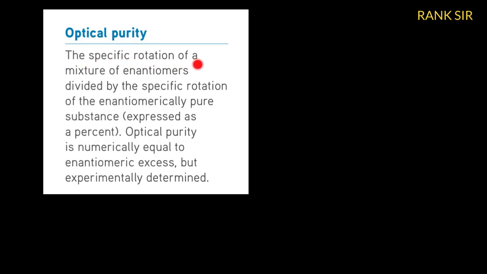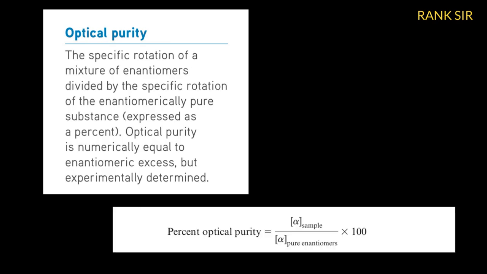The next term is optical purity. It is the specific rotation of a mixture of enantiomers divided by the specific rotation of the enantiomerically pure substance, expressed as a percentage. Optical purity is numerically equal to enantiomeric excess, but it is experimentally determined. I will give the formula, then you will understand easily, since only a normal discussion is somewhat difficult. According to the definition, it is generally expressed as a percentage, so multiply by 100.